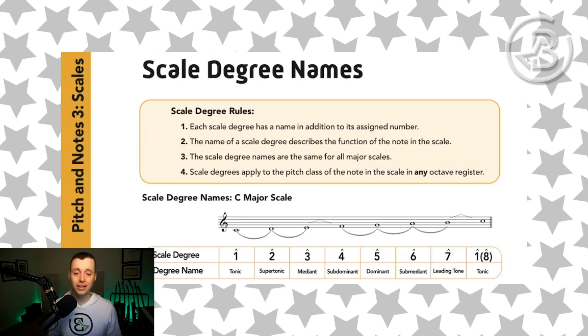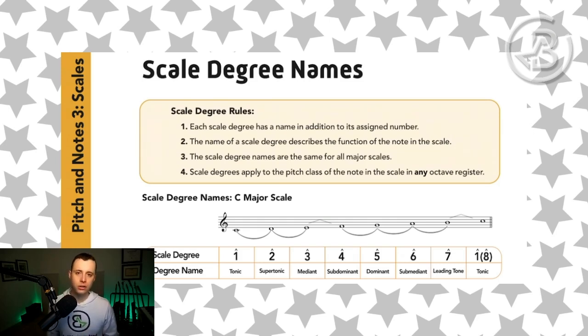So for example, in a C major scale, C would be scale degree 1, D scale degree 2, E scale degree 3, F scale degree 4, G scale degree 5, A scale degree 6, B scale degree 7, and then C scale degree 1, technically the 8th note in the scale.